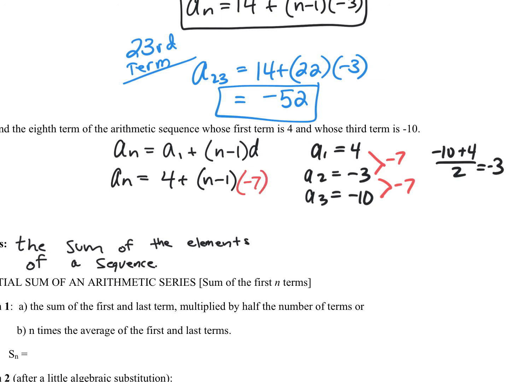They want us to find the 8th term in this sequence, so a sub 8 will equal 4 plus 7 times negative 7, or negative 45. Sorry, this should be plus.